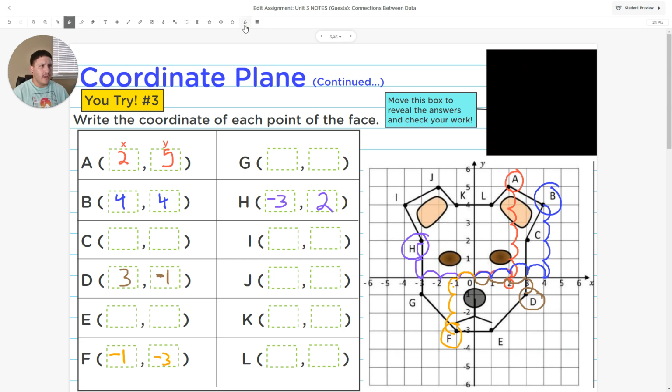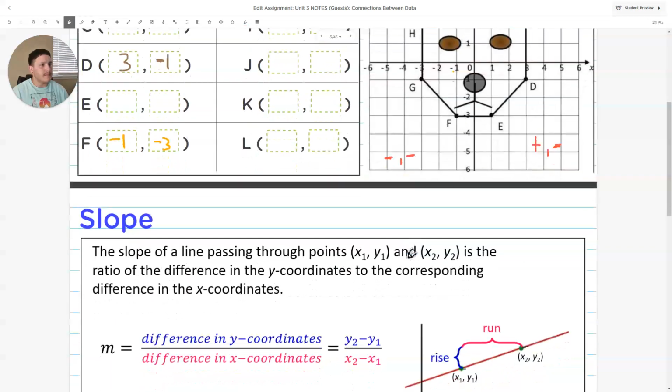Typically, just to give y'all a way to remember this, let me erase all these marks. This first quadrant, quadrant 1, is usually positive, positive. Quadrant 2 is negative, positive. Quadrant 3 is negative, negative. And then quadrant 4 is positive, negative. Meaning those are the signs of the coordinate points that you should be dealing with in those respective quadrants. Okay, so that's it for You Try number 3.